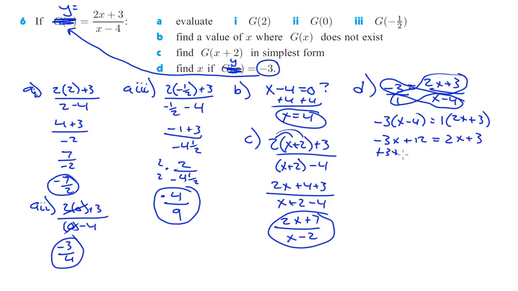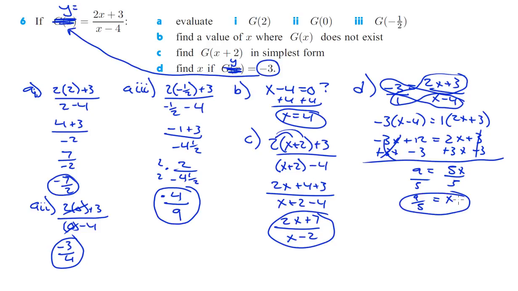I'm going to move my x's to the right side so that I end up getting positive x's, so that's 5x, and now I want to get rid of my 3 over here, so I'm going to subtract 3 from both sides, and that gives me 9. So I divide by 5, so I know that x has to equal 9/5 for part D. Okay?